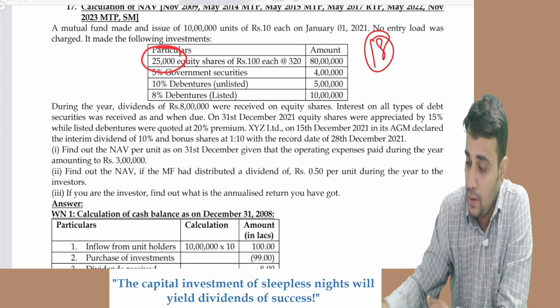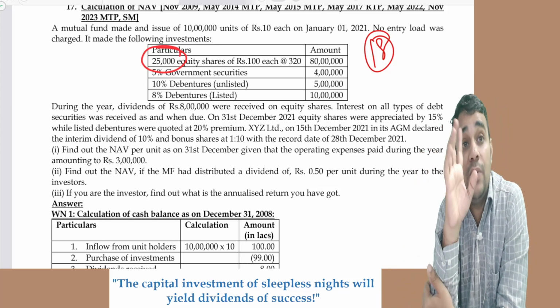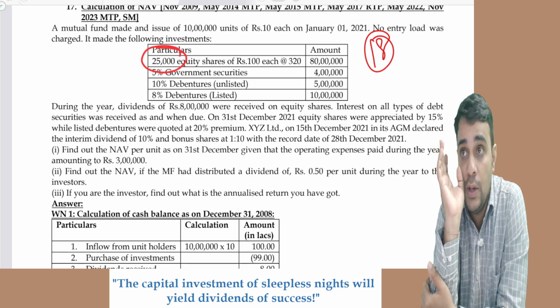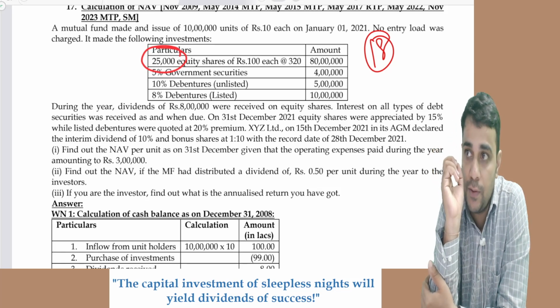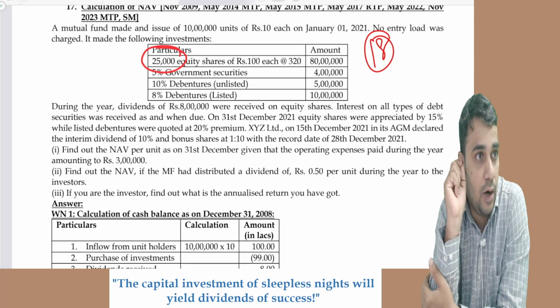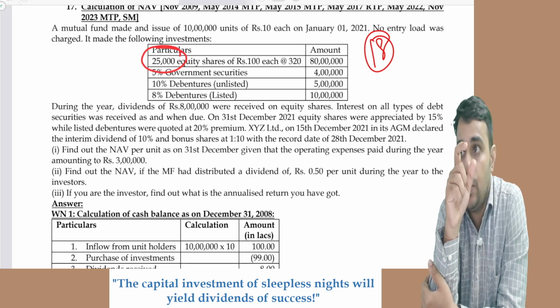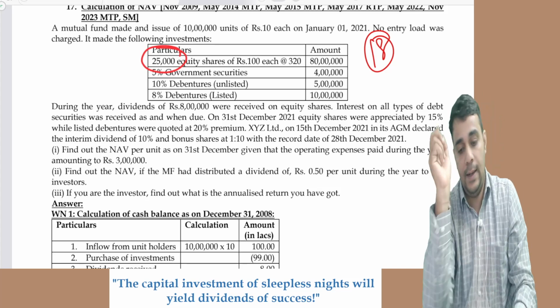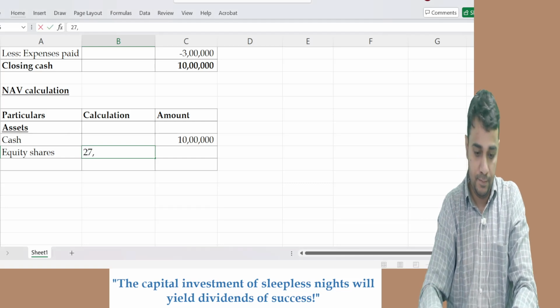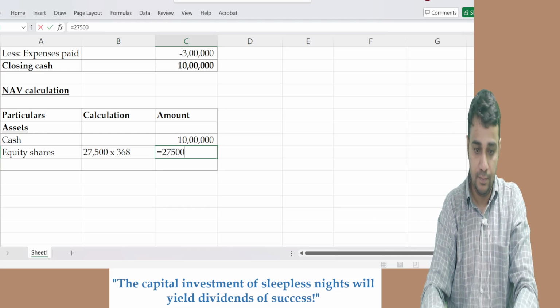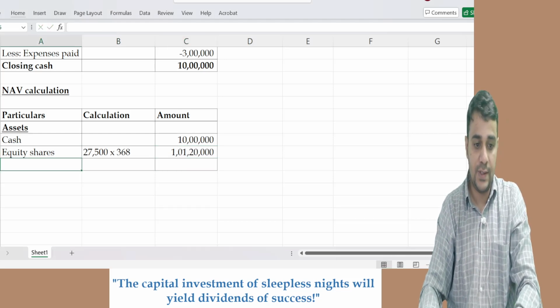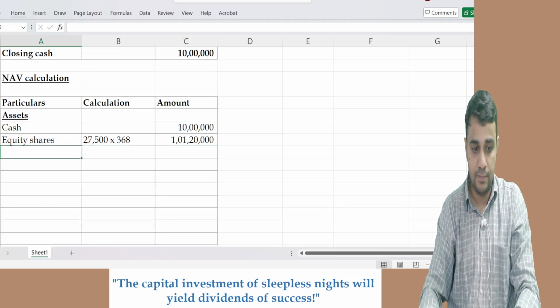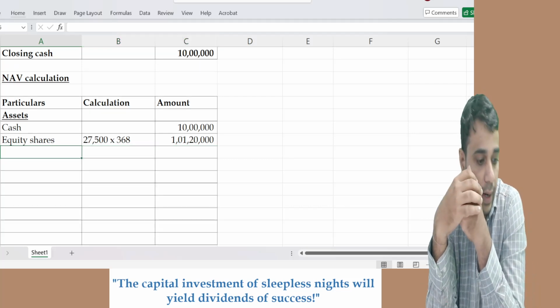368, and number of shares will also change because of the bonus issue. It will not be 25,000 shares. It is going to be 25,000 plus 10%, 1 is to 10. 27,500 into 368. 1 crore 1,20,000.